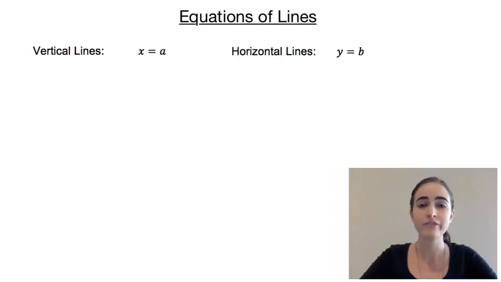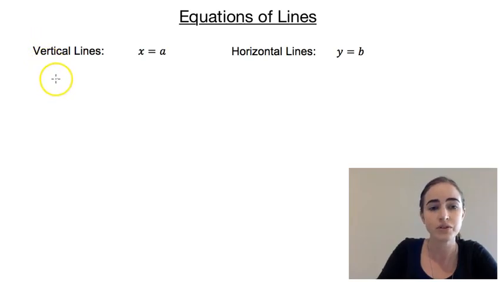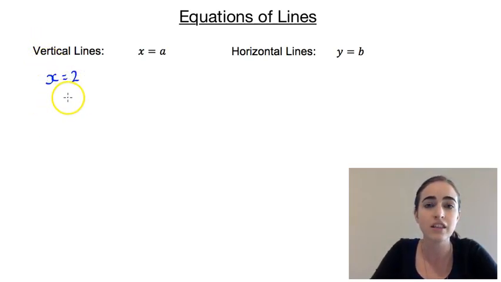In this video, I want to have a look at the equations of straight lines. So first off, we'll just start really quickly looking at the equations of vertical and horizontal lines. So any vertical line is going to have an equation of the form x equals a, where a is a number. So for example, if we had the line x equals 2, then any point that lies on that line is going to have an x-coordinate of 2.